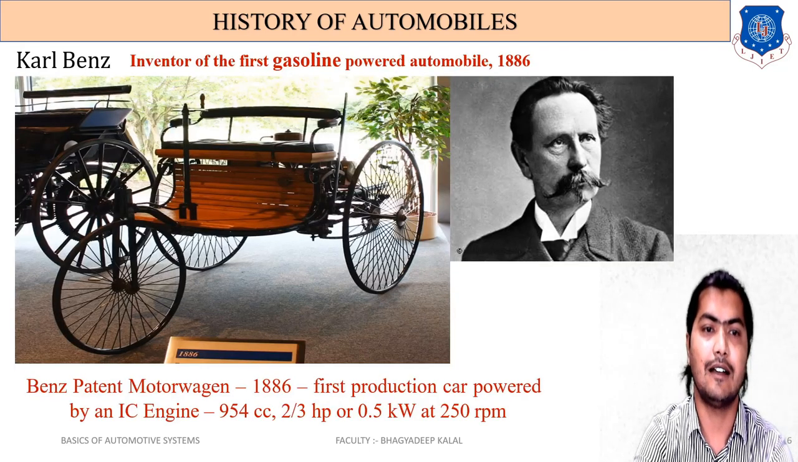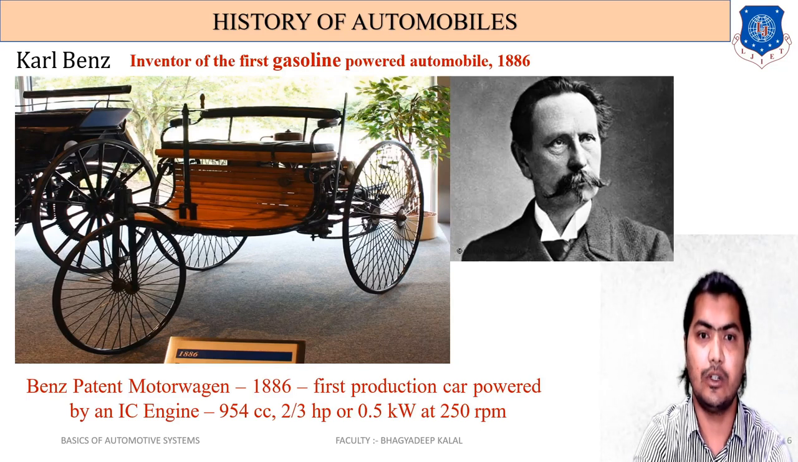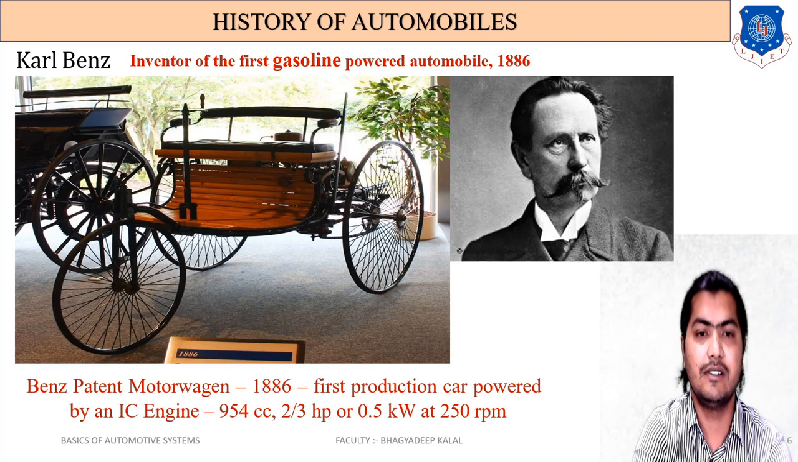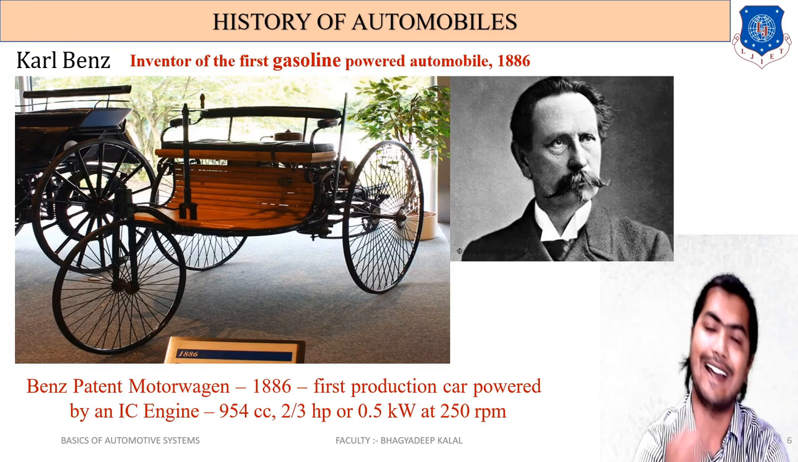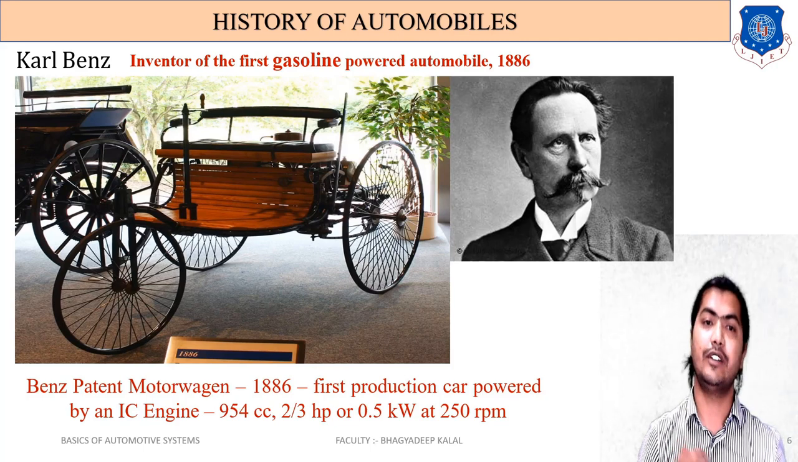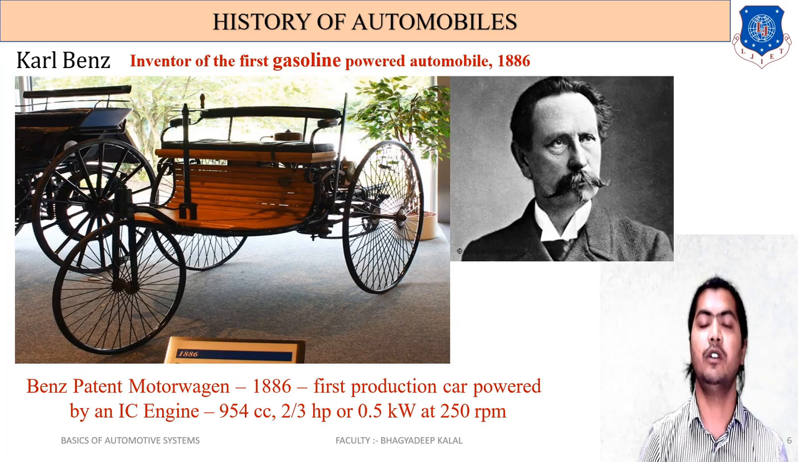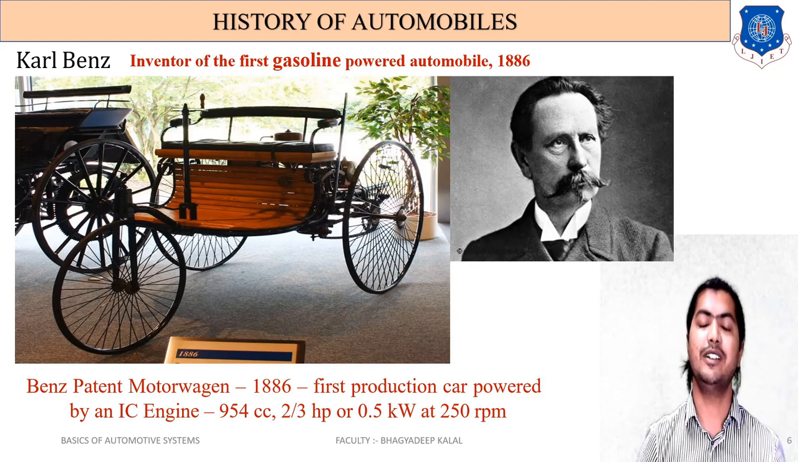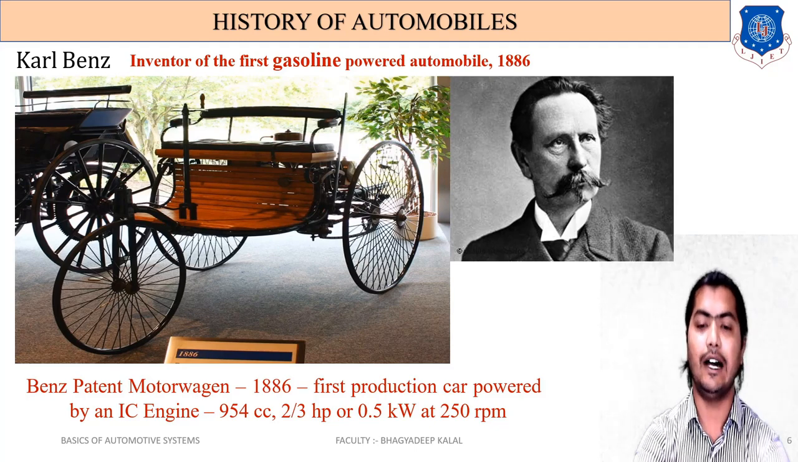Okay, next is Carl Benz, the inventor of the first gasoline, that means petrol, diesel, etc. fuel, gasoline powered automobile in 1886. Carl Benz patented motor wagons in 1886. First production car powered by an IC engine of capacity 954 cubic centimeter, and power developed in that engine is 0.67 HP, or we can say 0.5 kilowatt, because 1 HP equals 0.746 kilowatt. The engine speed is 250 RPM.